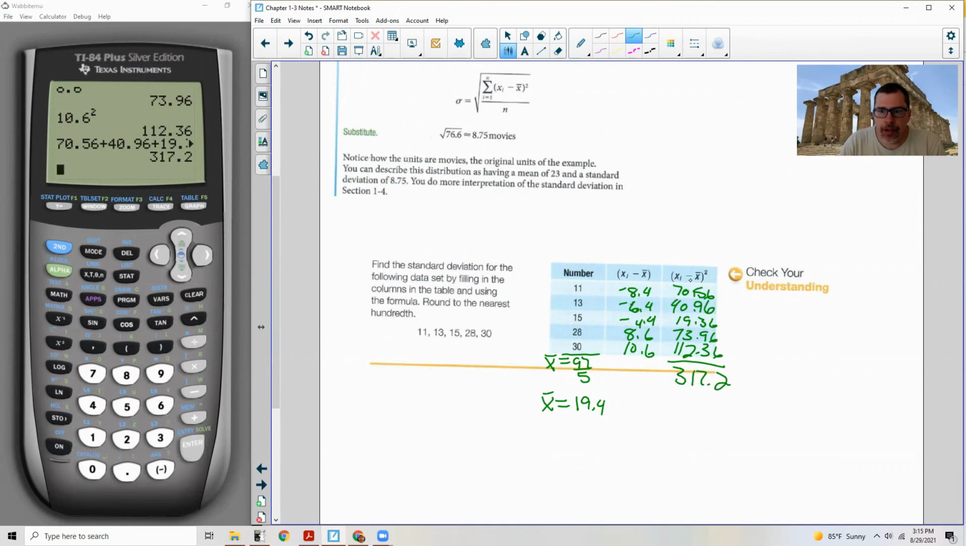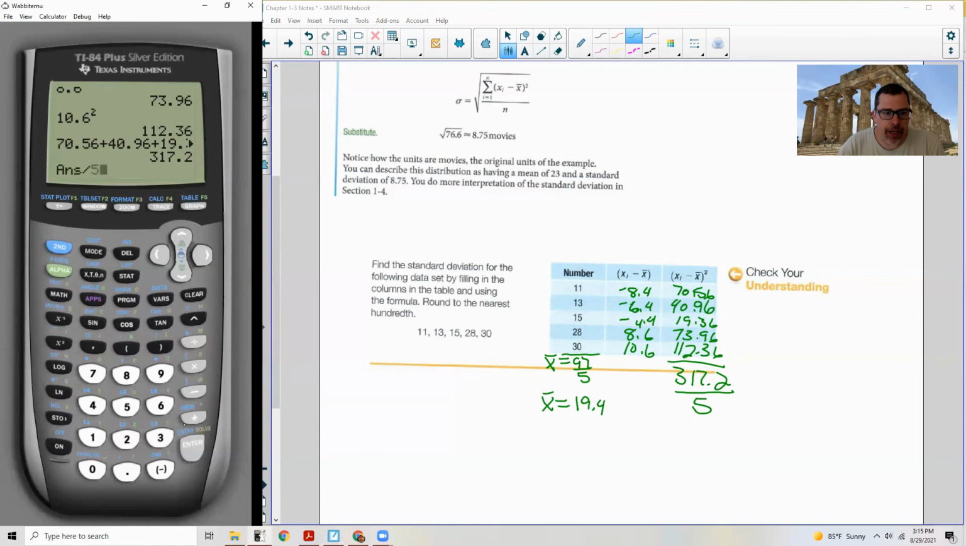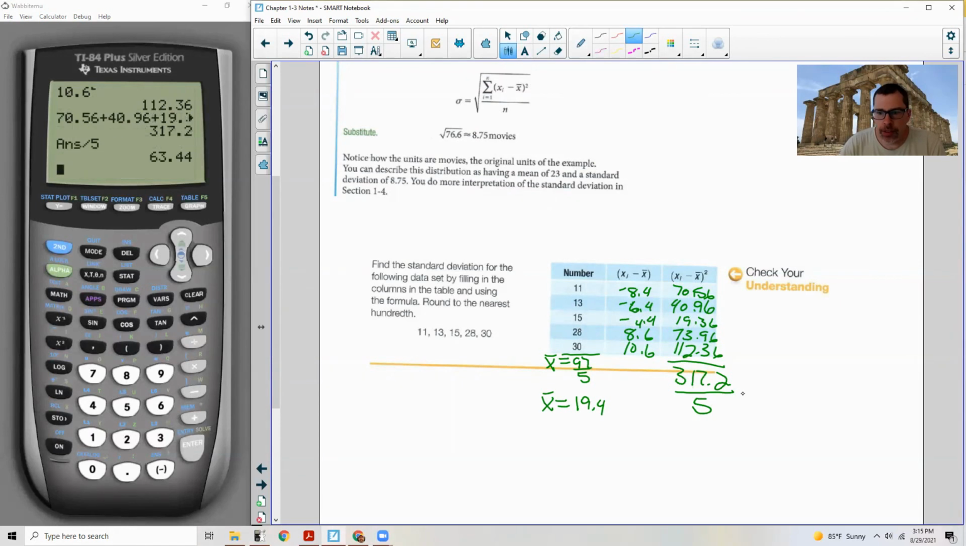Okay, that is the sum of those values squared. Then I'm going to divide those by 1, 2, 3, 4, 5. So if I hit divide 5, enter, that gives me 63.44. Okay, so now I want to take the square root of that.